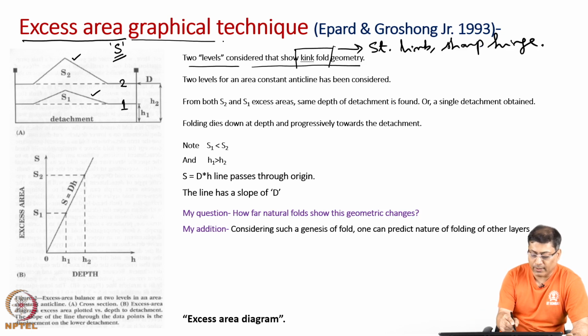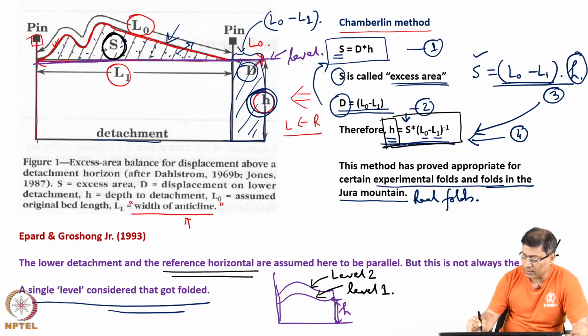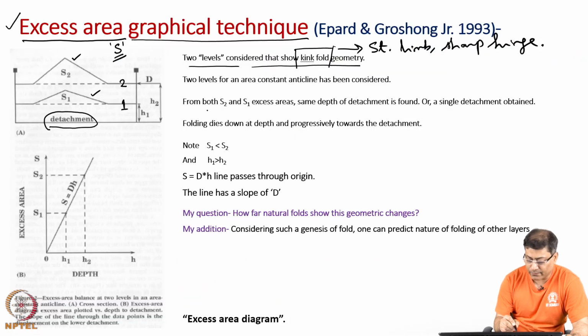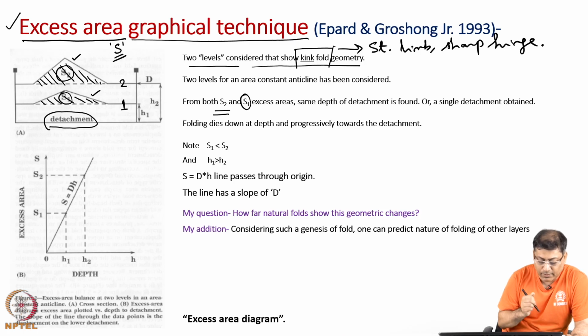So, where the excess area graphical technique works, what is the aim? In such case, we want to know the depth of the detachment. To do that, we are going to use the excess area graphical technique. We have already seen from the previous example how to find out small h by using equation 4 when a single level was considered. So, for the two levels we can find out the excess area S2 for level 2 and the excess area S1 for level 1. What does this mean? For S2, this means this shaded area within the triangle, and for S1 this is the shaded area within the triangle.